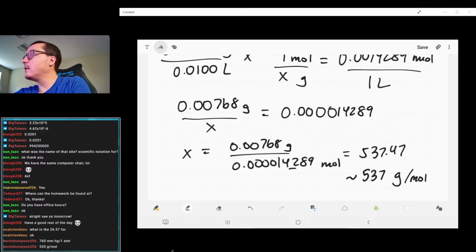Beta carotene. Looking at its molar mass, it has a molar mass of 536.888. We got 537, so we're pretty close, right? We are very much within our room for error with the measurements that we had for this particular experiment. So this is a very good way for us to be able to calculate the molar mass of something. How exciting.